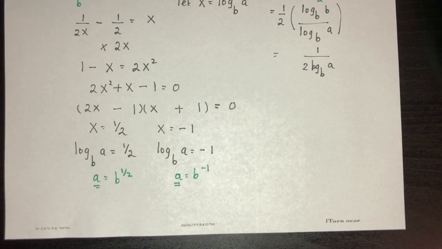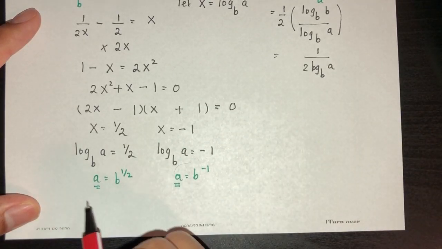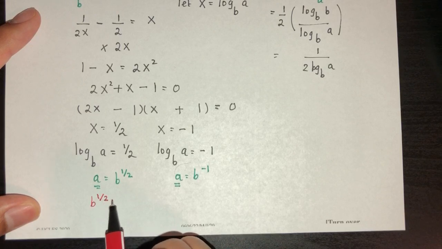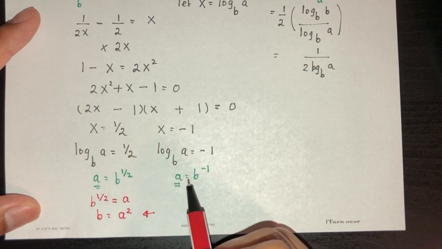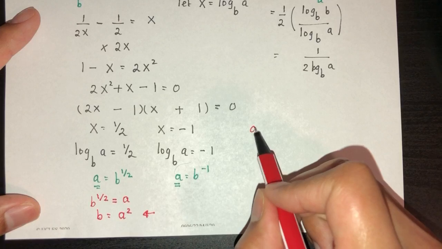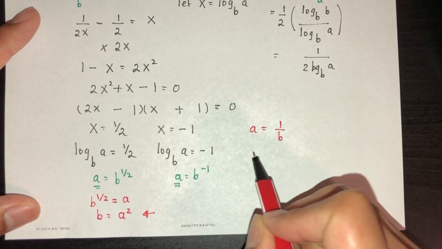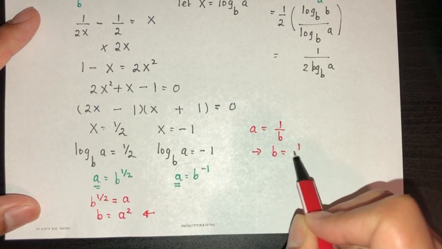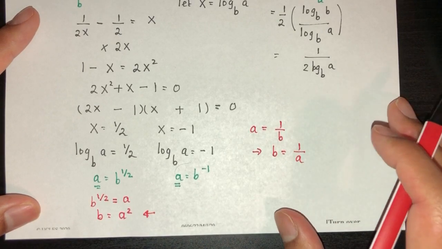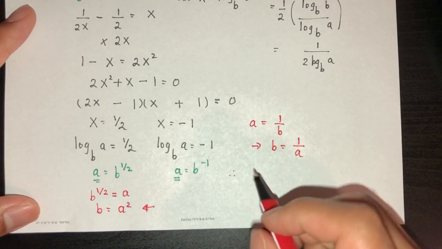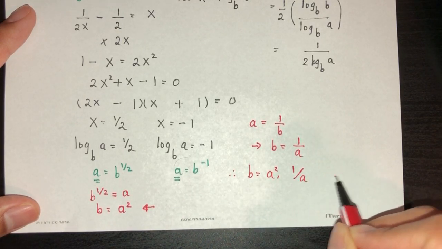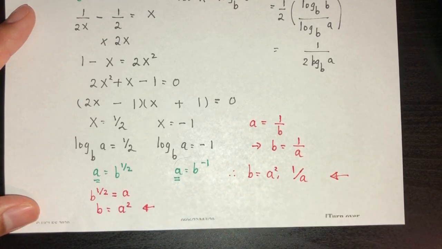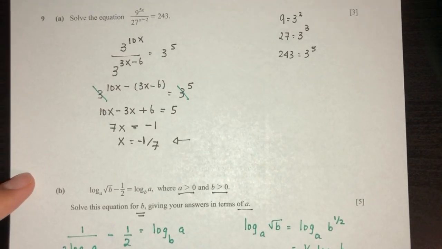So no big deal. What we can do is we can just flip this back down. So we have b power half is equal to a, which means b is equal to a squared. That is your first answer. Now for this one, we have a is equal to 1 over b, which means b is equal to 1 over a. So as you can see, we have two values for b. B is equal to a squared, or b is equal to 1 over a. Okay, that will be your answer for part B, and that is your question number 9.